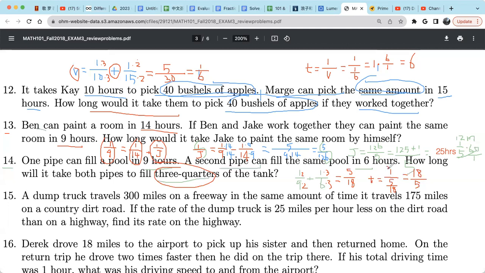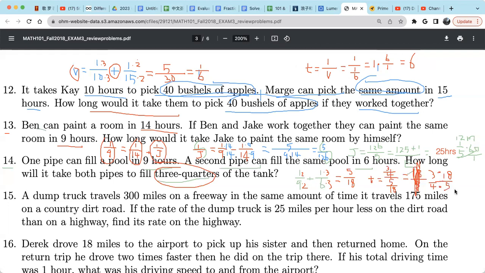T equals 3 over 4 divided by, let's just start from here, 3 over 4 multiplied by 1, because the job done is 1. We only have 3/4 to be done. So we use 3 over 4 divided by 5 over 18. That's 3 over 4 multiplied by the inverse of 5 over 18, which is 18 over 5. Multiplication of fractions means multiplying numerator with numerator, denominator with denominator.